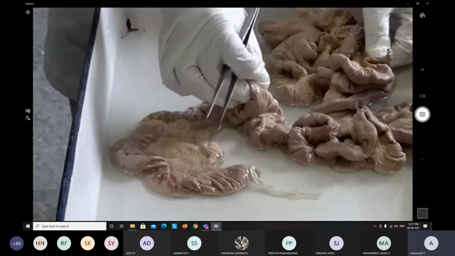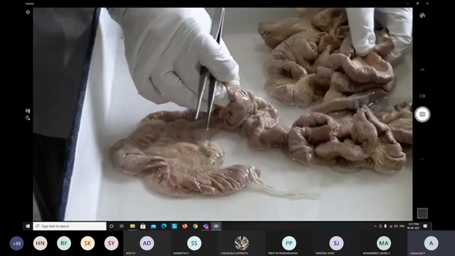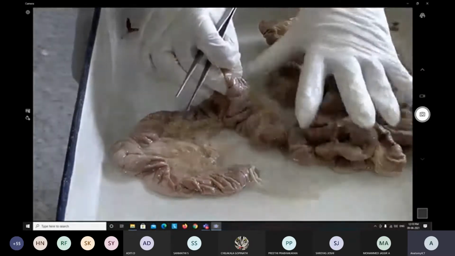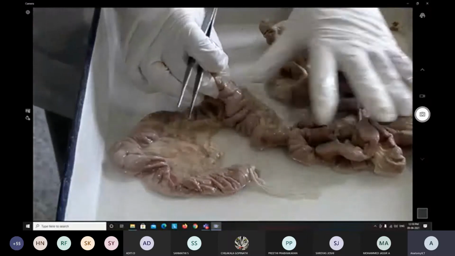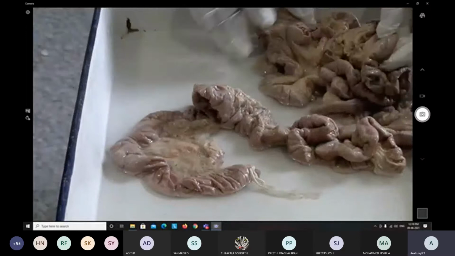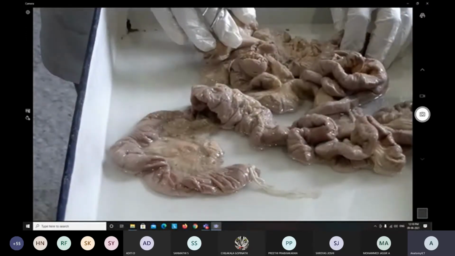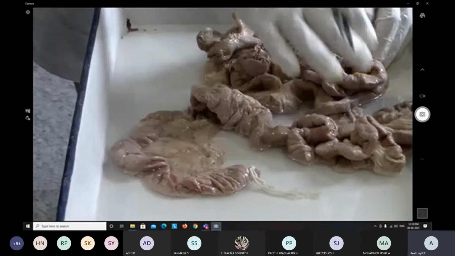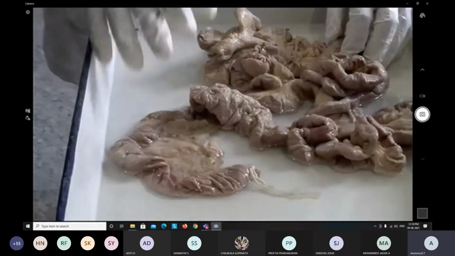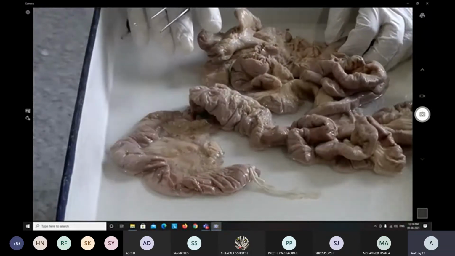Remember, the 2.5 meters I am talking about, not centimeters, not inches. 2.5 meters is the length of the second part of the small intestine, which we call the jejunum, and the third part is the ileum. The length of the ileum is approximately 3 meters, so 2.5 meters to 3 meters.